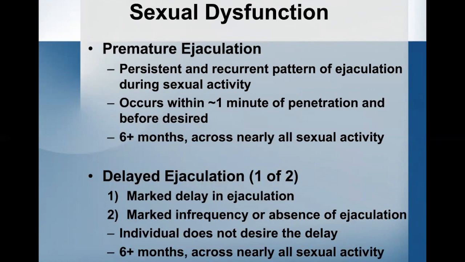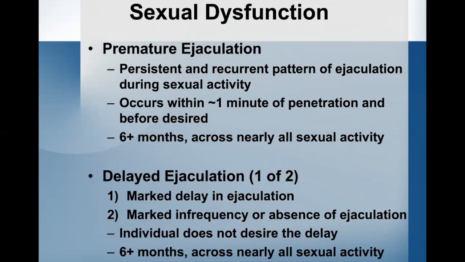Our next category is premature ejaculation. Here we see a persistent and recurrent pattern of ejaculation during sexual activity. It occurs within the first minute of penetration, and certainly it's occurring before they're wanting to ejaculate. It occurs for at least 6 months and occurs across nearly all sexual activity. Roughly 75 to 100% of the time, they're experiencing premature ejaculation.